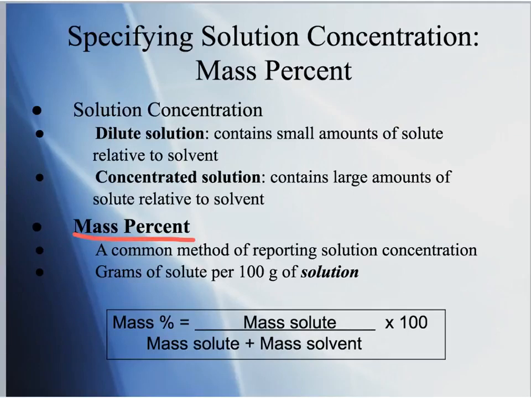It's basically the mass of the solute over the mass of the whole solution. So here's our equation here, where you've got the mass of the solute on top, and then if you add the mass of the solute plus the mass of the solvent as the total mass of the solution, then you've got that on the bottom, and you multiply it by 100 to get a mass percent. So it's almost like saying it's the grams of solute per 100 grams of solution, 100 being the full 100%.